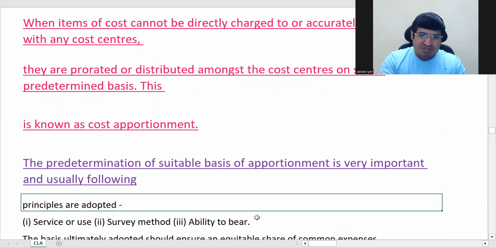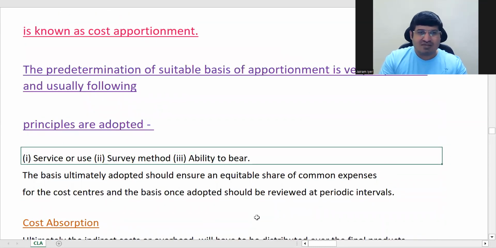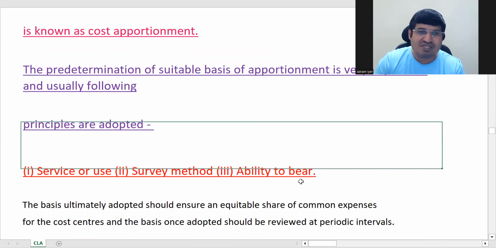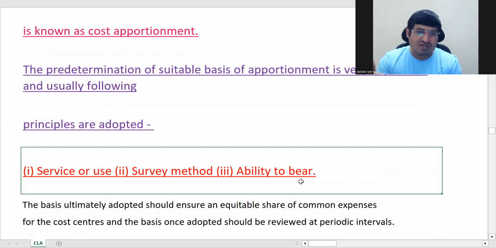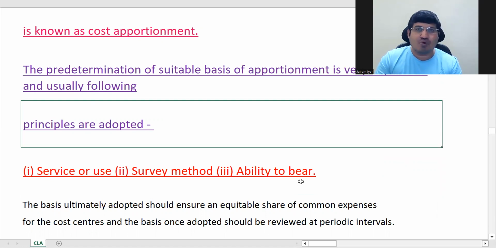The principles adopted for apportionment are basically 3 principles. One is service or use, second is survey method, third is ability to bear. We will see how we can use these in the chapter called overhead. In overhead, the overheads more often than not are apportioned. They have to be apportioned, which is why we will require the principles for apportionment of overhead.